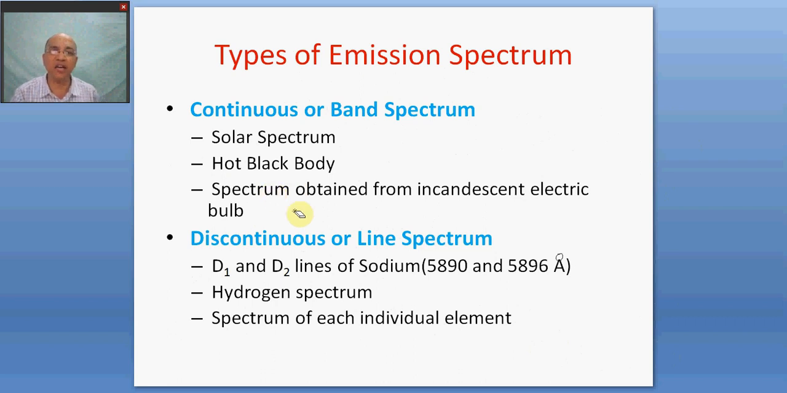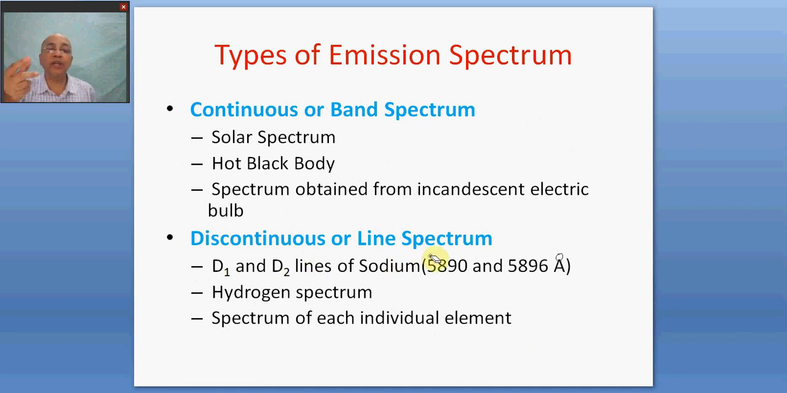In our childhood, or maybe 10 years before when LED bulbs were not popular, we were using those incandescent electric bulbs. The yellow light that it produces, when you pass it through a prism, also gives a continuous spread of color. Not exactly VIBGYOR, but a continuous spread of color. Such spectra are called continuous or band spectra. But contrary to that, we have another kind called the discontinuous or line spectrum.